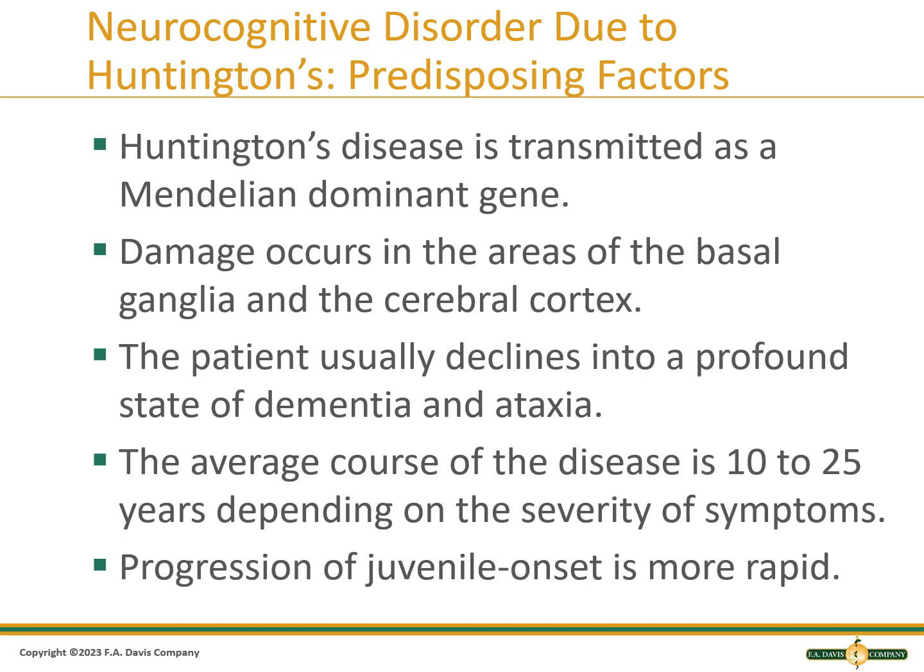Huntington's disease is a genetic disease. Damage occurs in the basal ganglia and the cerebral cortex. Symptoms usually start between age 30 to 50, and the patient declines into a profound state of cognitive impairment and ataxia, or muscle incoordination.